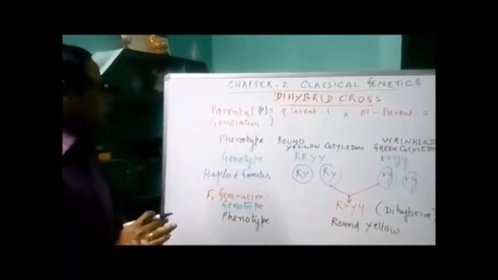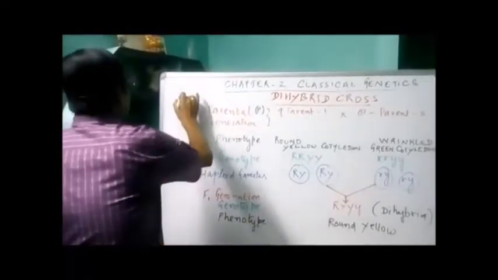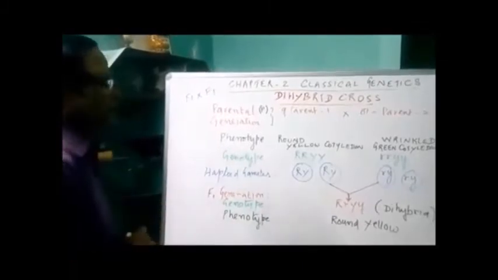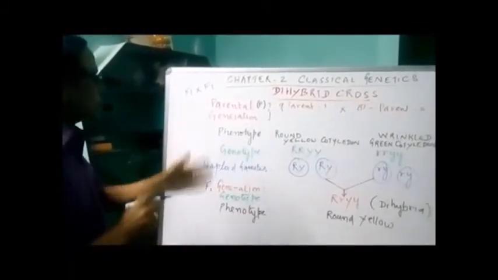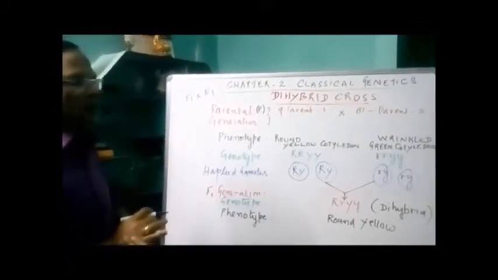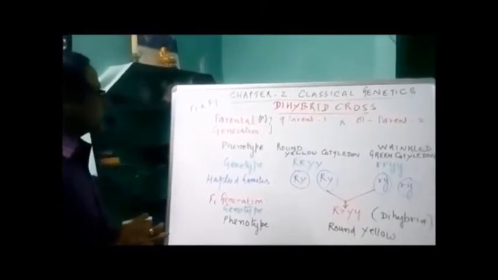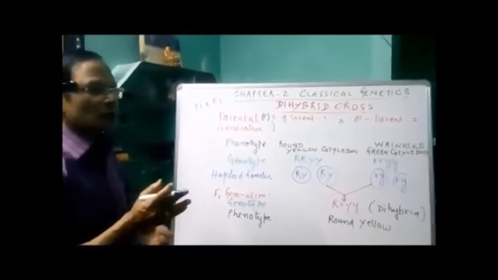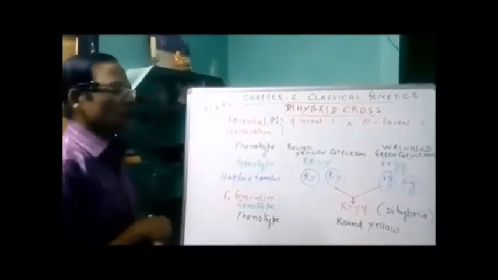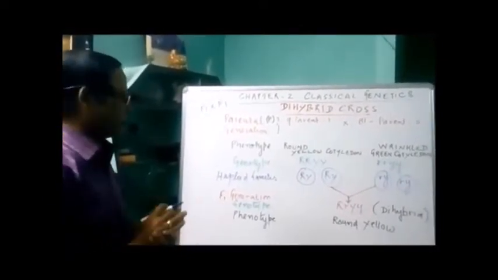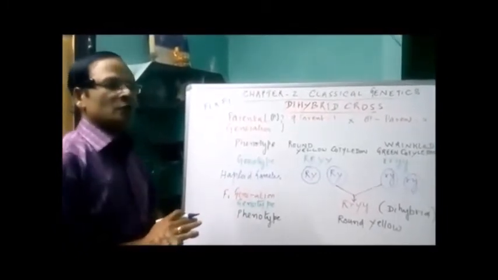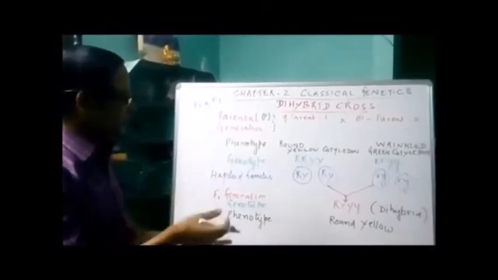Now, during F1 versus F1 fertilization, this is also the selfing. So what will happen? Each zygote has equal probability of receiving one of the four combinations of the gametes from each pair. What I am telling is that you have to follow the formation of gametes in the next step.